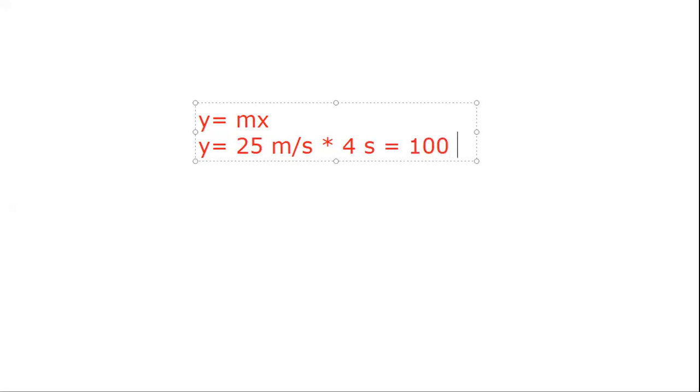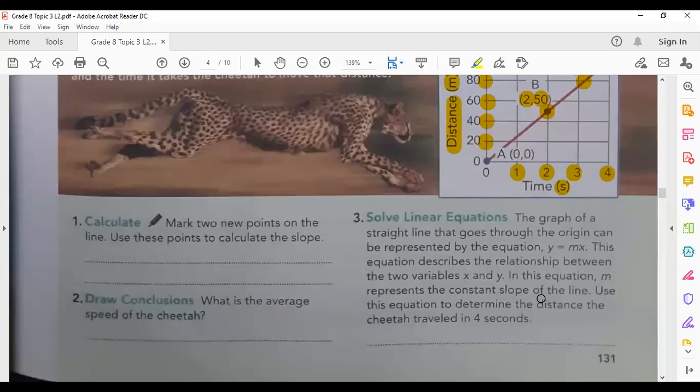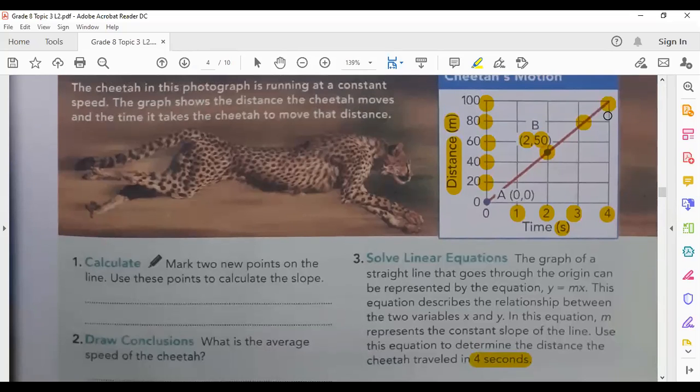100 meters. Second and second cancel each other, so it is 100 meters. In other words, he asks you what is the distance when the time is 4 seconds. What is the distance at second 4?